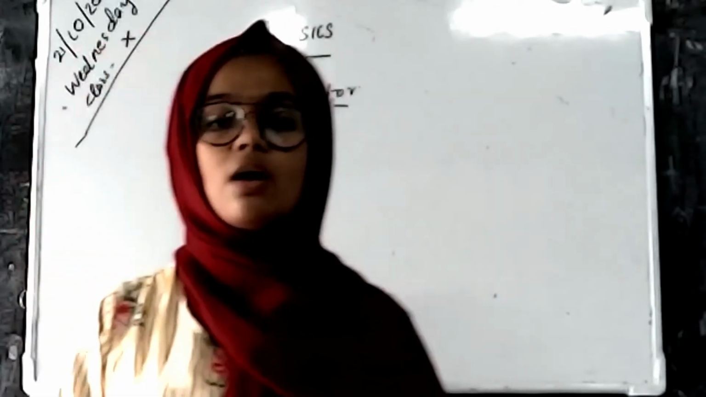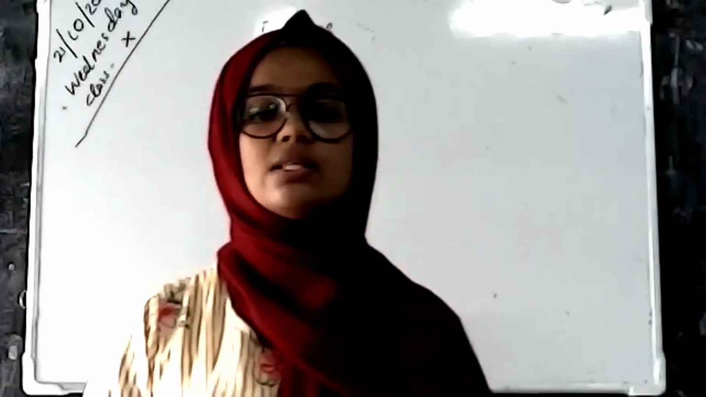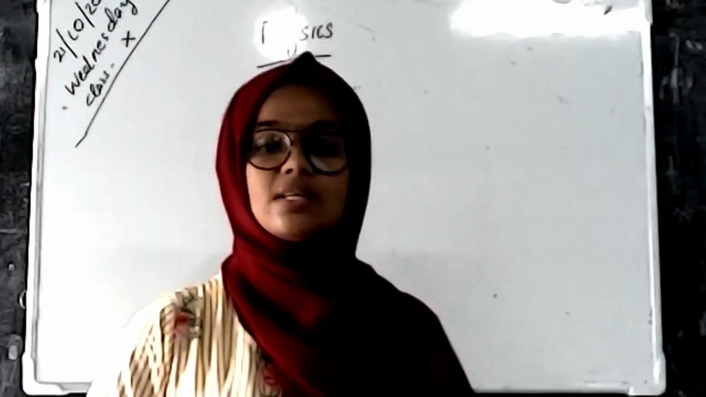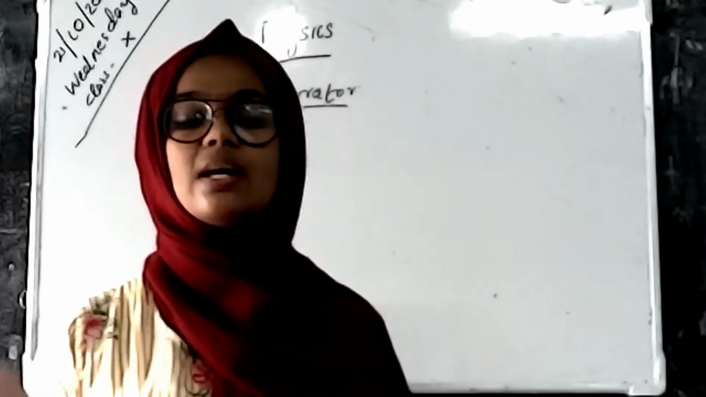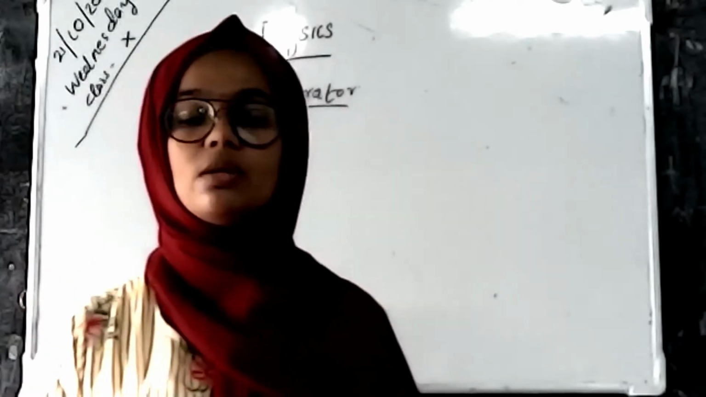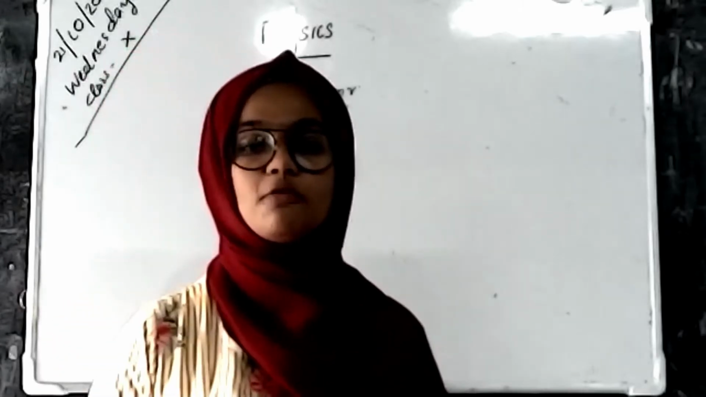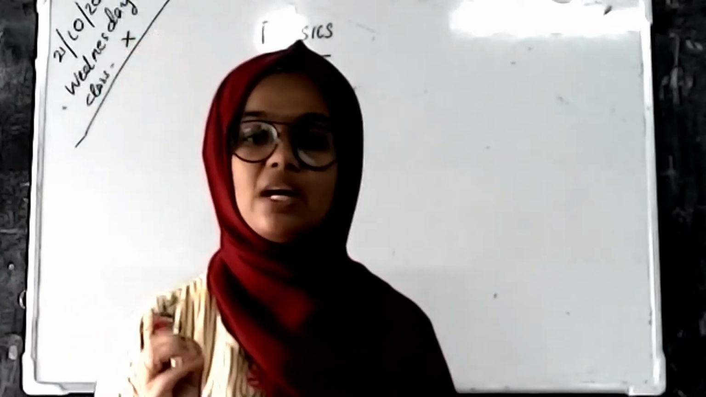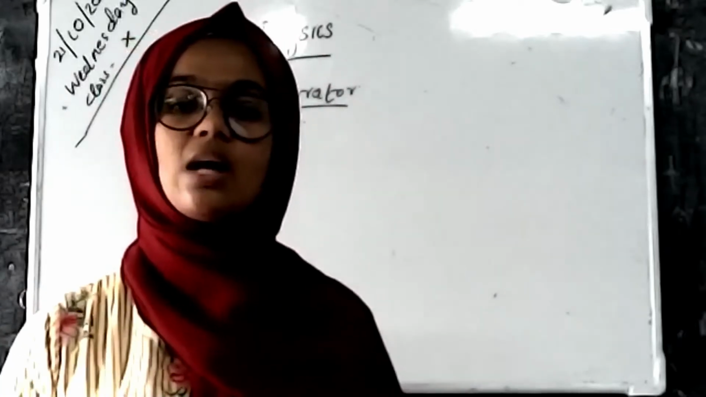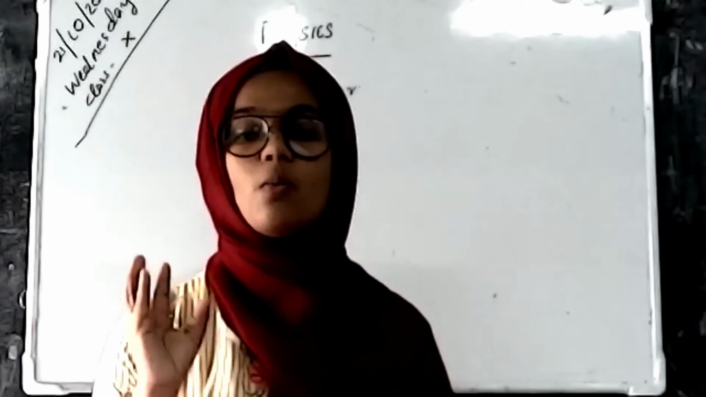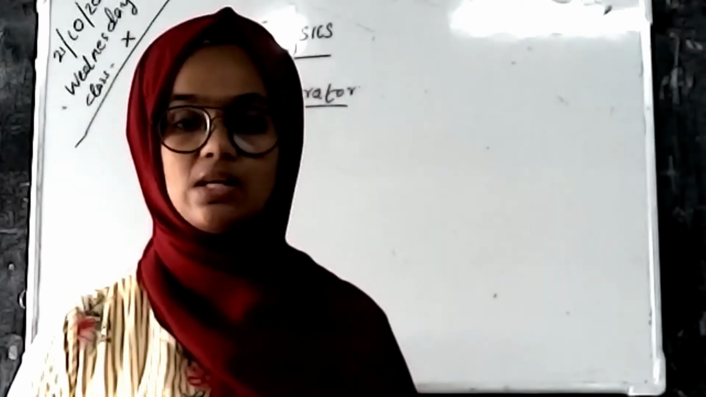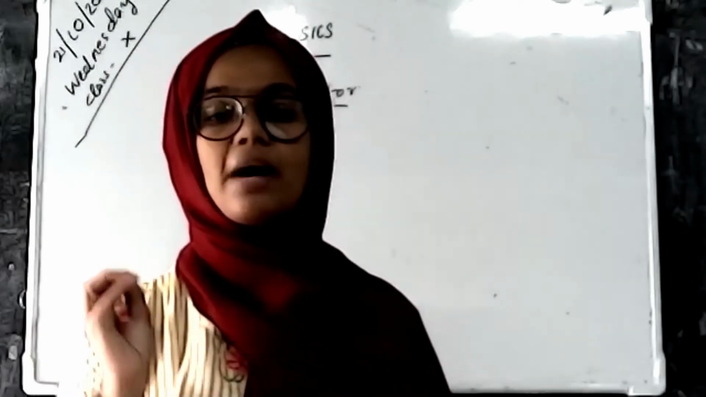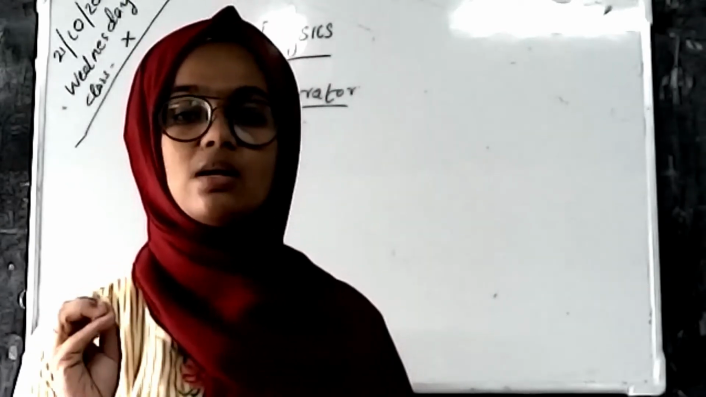First of all, we have to know that a generator is a device that is used to produce electrical energy. Mechanical energy is converted into electrical energy. That's the main use of a generator. And what are the main parts of a generator? A generator has different parts. We will discuss the main parts of a generator through an image.